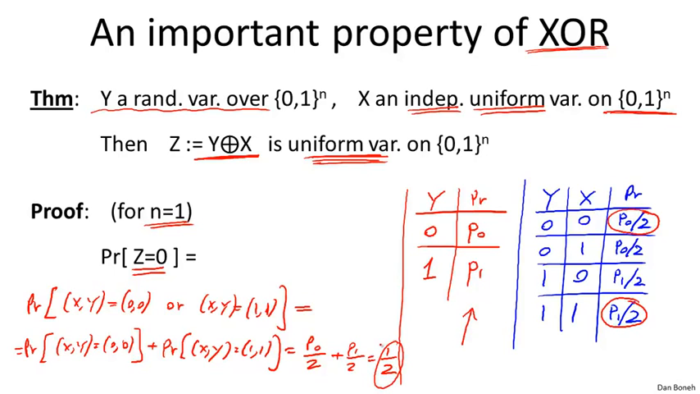Basically, we proved that the probability that z is equal to 0 is 1/2, therefore the probability that z is equal to 1 is also 1/2, therefore z is a uniform random variable. So this simple theorem is the main reason why XOR is so useful in cryptography.